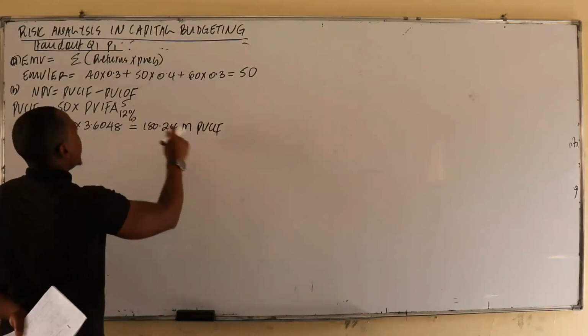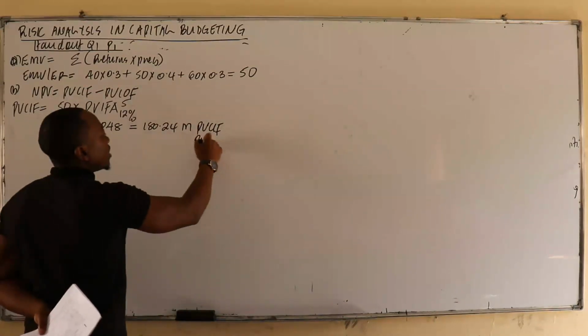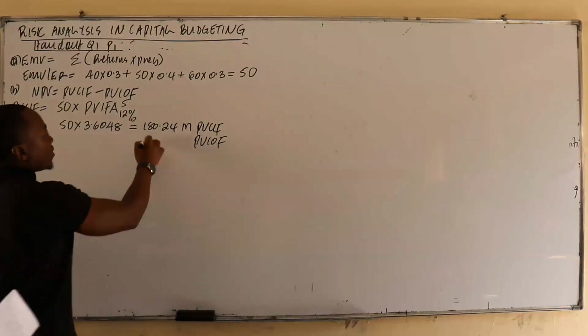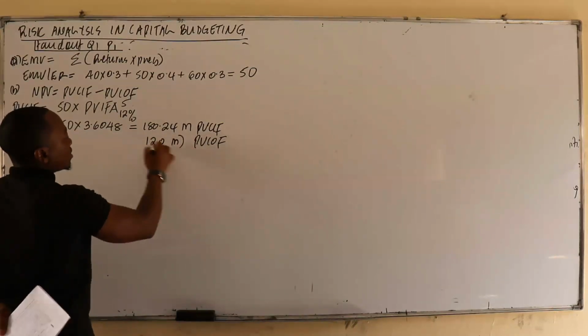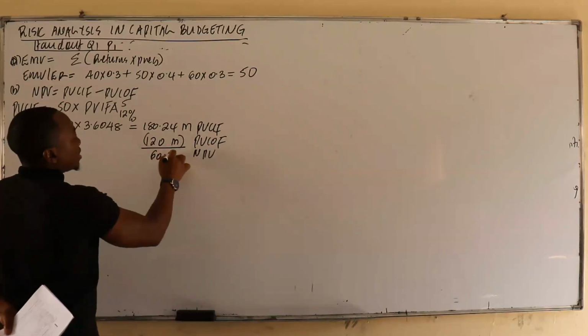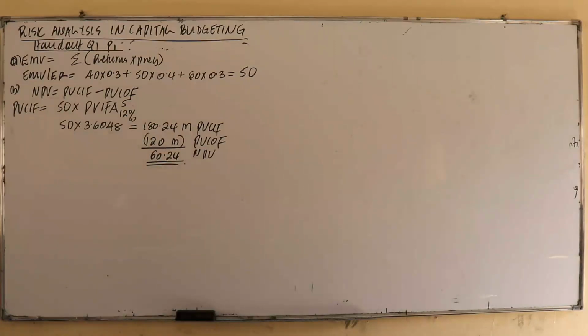To get NPV, you take the present value of cash inflow, you subtract present value of cash outflow. How much was the initial investment of this project? 120. So our net present value will be 60.24. So that means the project is viable. Now let's measure the risk. Number C of the question.